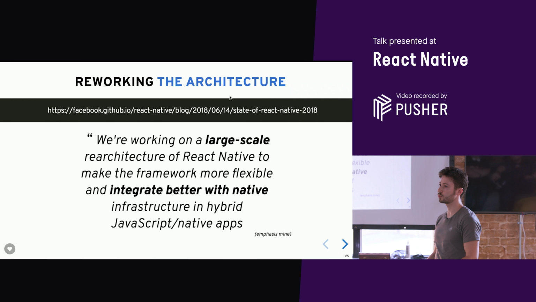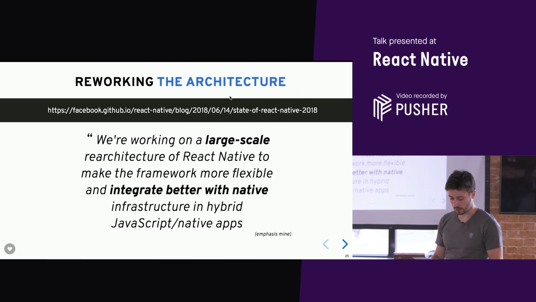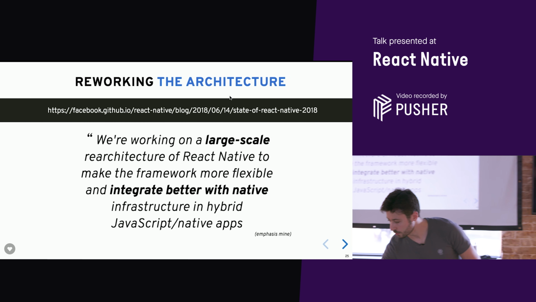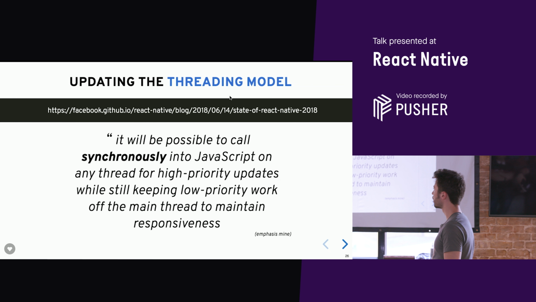The idea is to remove all this frustrating issue when dealing with native components, and they want to enable us to have a better integration with native. So how to do it? 3 points. So the first one is they're updating the threading model.